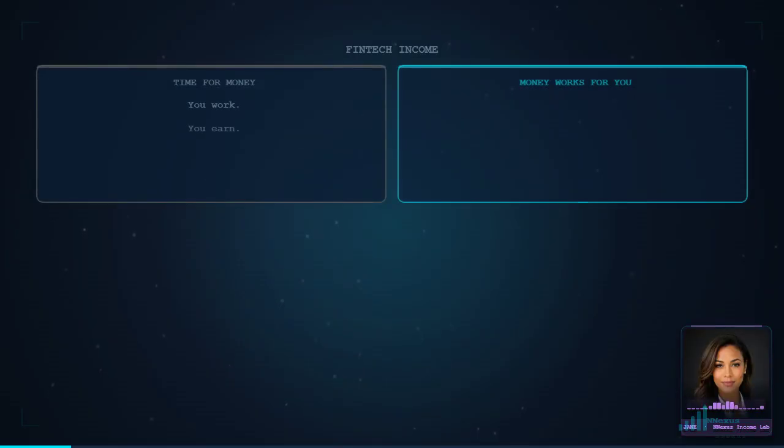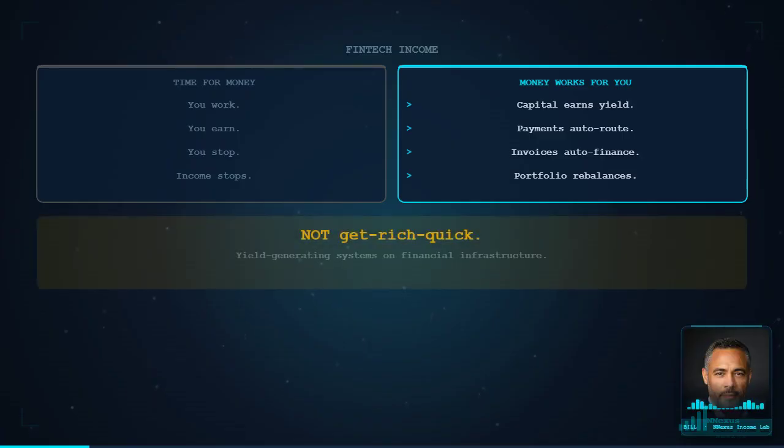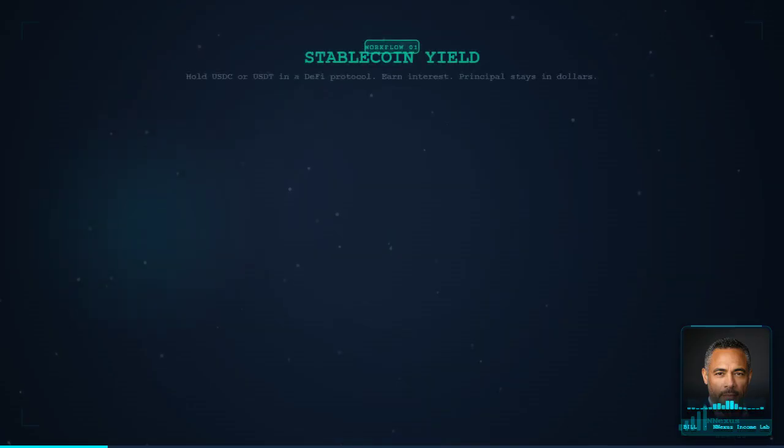FinTech income is income generated by making money work, not by trading your time. Your capital, your payment systems, or your data connections generate yield while you focus elsewhere. The key distinction: FinTech workflows are not get-rich-quick schemes. They are yield-generating systems built on financial infrastructure. Like any income system, they require setup, monitoring, and risk management.